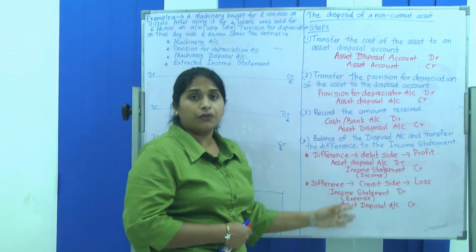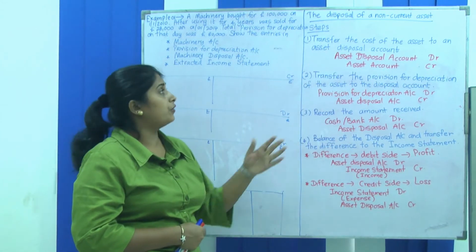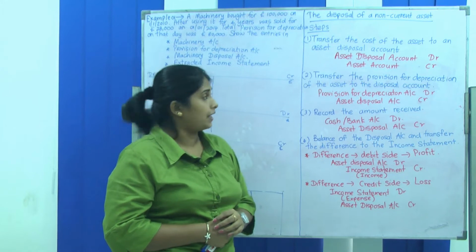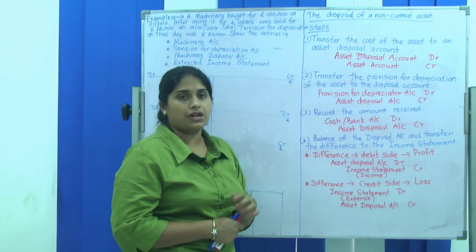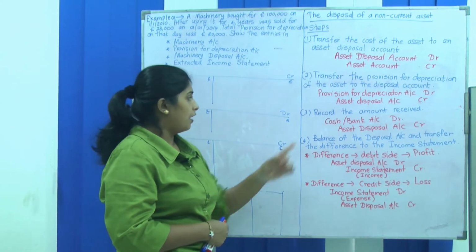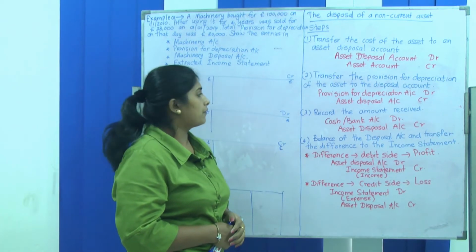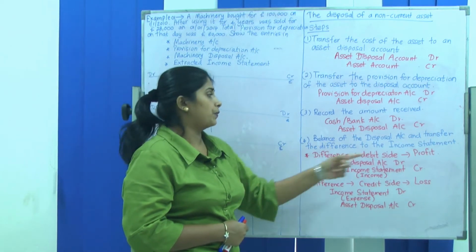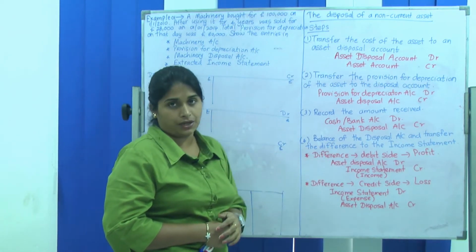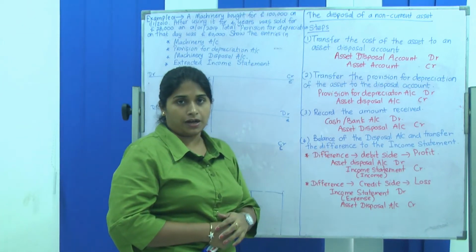So these are the 4 steps that you have to follow when you are disposing of a non-current asset. First, you have to transfer the cost. Then you have to transfer the provision for depreciation. Then you have to record the amount that you have received in cash or by check. After that, you have to balance off the disposal account, and the difference that you get, you have to transfer to the income statement.